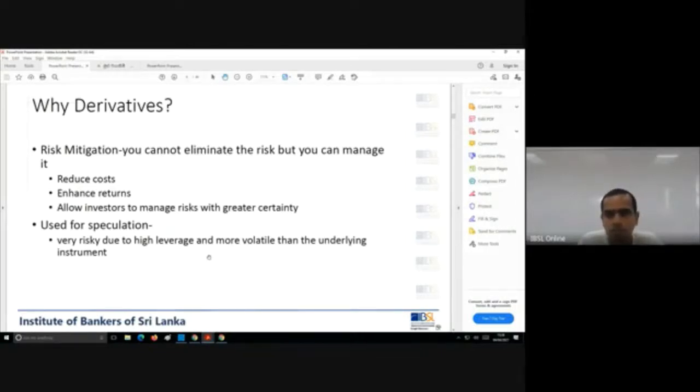For one thing, you can use derivatives to mitigate risk. Right? You cannot eliminate risk, but risk can be managed to a certain extent. So for that reason, you can use derivatives to mitigate or manage your risk. Then to reduce cost, enhance returns, and allow investors to take on risk with greater certainty. Right? Take on risk with greater certainty.